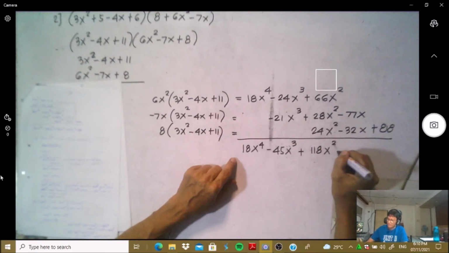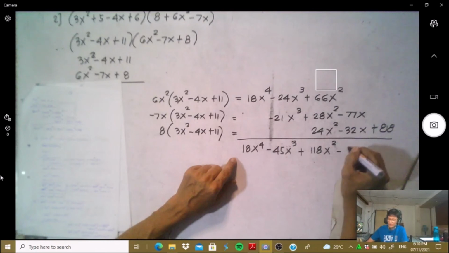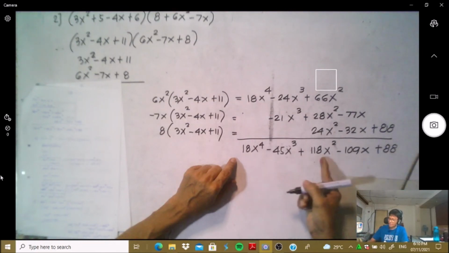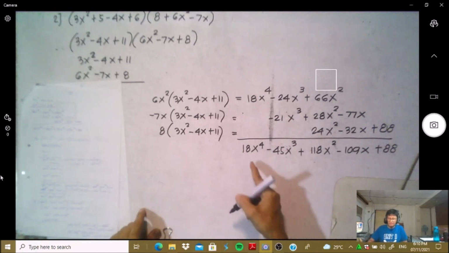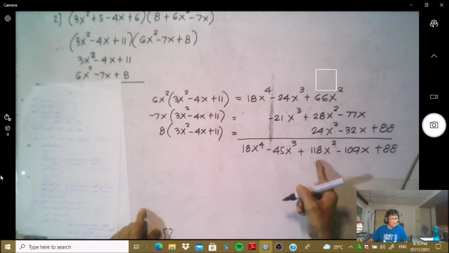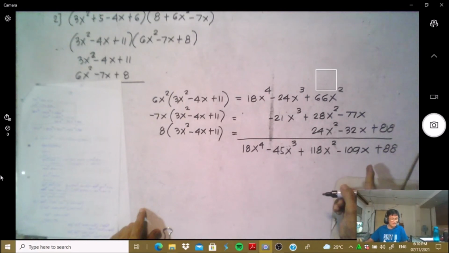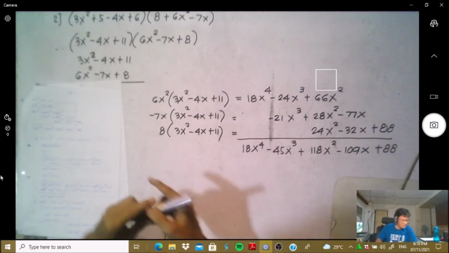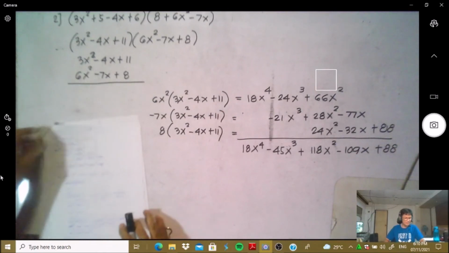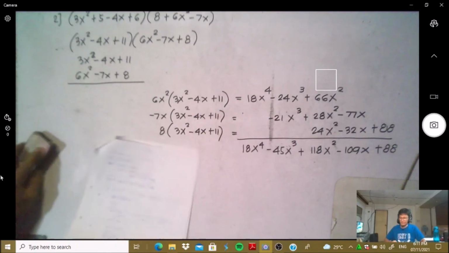Okay, then minus 77 plus 32 is 109x plus 88. Okay, so our answer is in correct order. So we have 18x to the fourth minus 45x cubed plus 118x squared minus 109x plus 88. Okay, that is our answer. This is problem exercise number 2. So let's proceed with number 4.